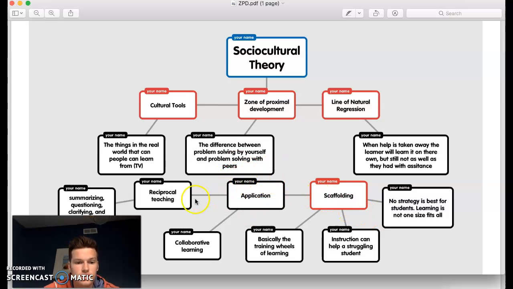So the applications. So this is where we get into collaborative learning. So students may need to collaborate to learn their scaffolding, to learn the basics of what they're doing. And so then we go into reciprocal teaching, which is basically summarizing, questioning, clarifying, and predicting. So this is all the kind of critical thinking that students may need to learn the information, and that the best instruction these students may need to learn the information and build that scaffolding so they can know whatever topic you're talking about.